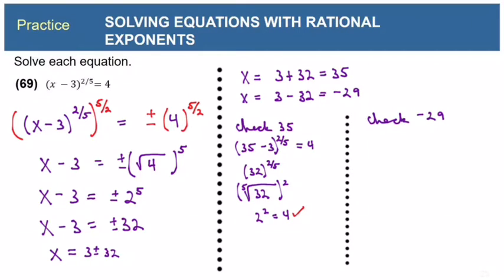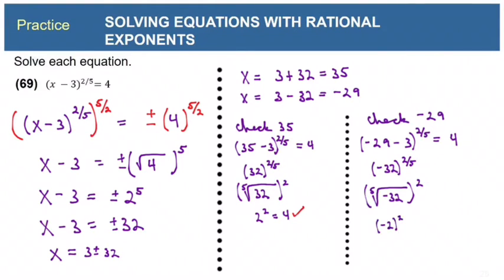And now let's check the negative 29. Negative 29 minus 3 is negative 32, and the 5th root of negative 32 is negative 2, and then negative 2 squared is 4. And so that one checks out. And so our two solutions are 35 and negative 29.